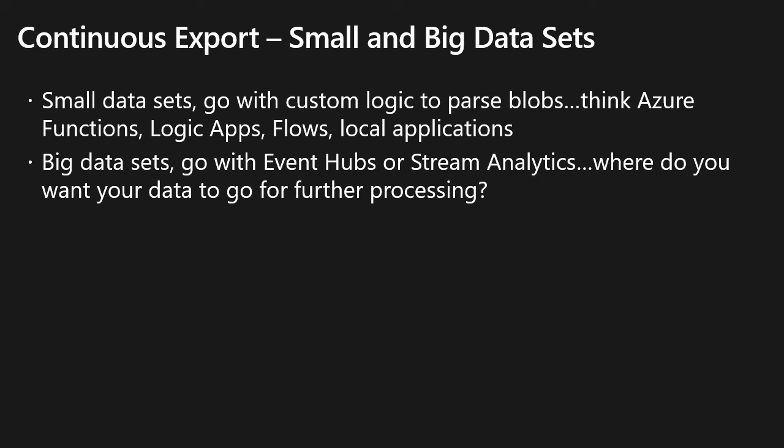All right, continuous export: small and big data sets. So making a decision between small and big, and that can be considered relative, I suppose. For smaller data sets, I typically go with custom logic to parse the blobs that are being sent to, say, the data lake. So for smaller sets, I like pushing this to the data lake using Azure Functions or Logic Apps flows. These have native triggers for when files are added to blob storage, for instance. So we can be triggered off that and go, or we can poll the data lake for files and parse that and do what we want.